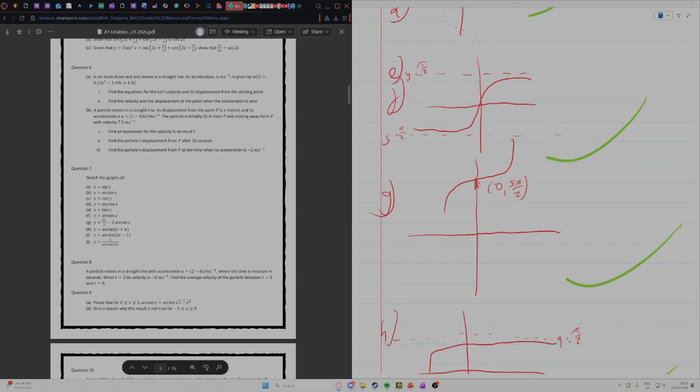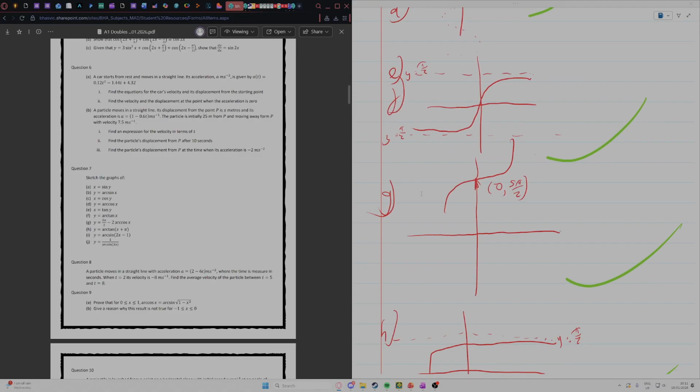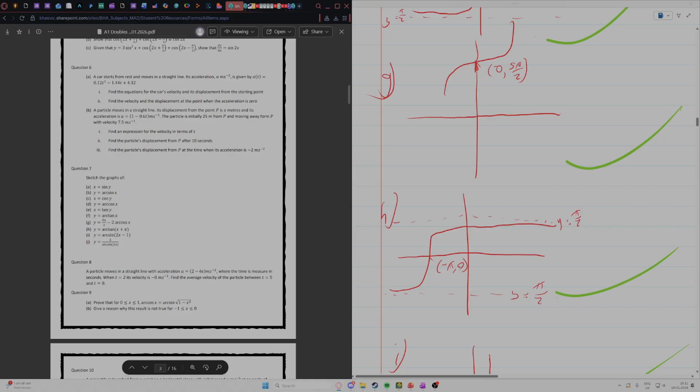So yeah, after this, you also have to remember the graph shapes for arc cos, arc sine, arc tan. Next we have this transforming the arc cos graph. So it moves up and stretches a bit. Next, this just moves left by pi.